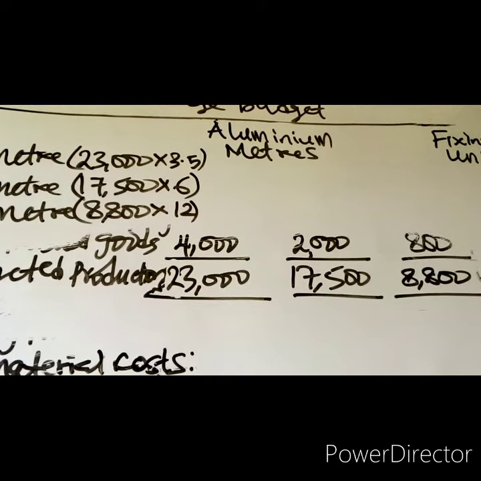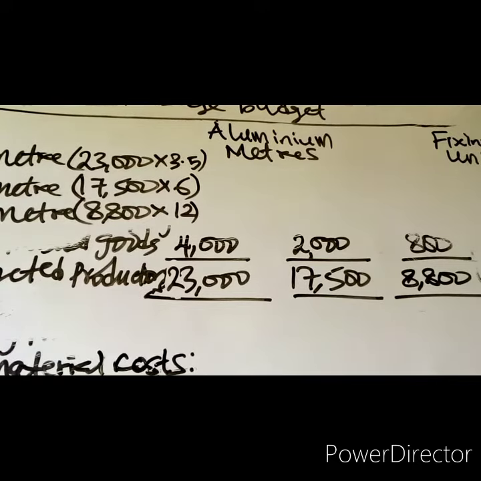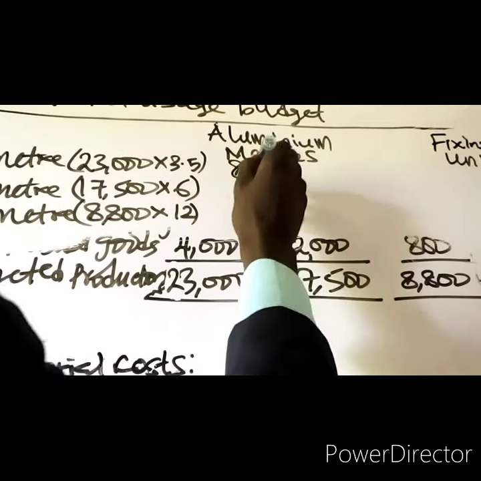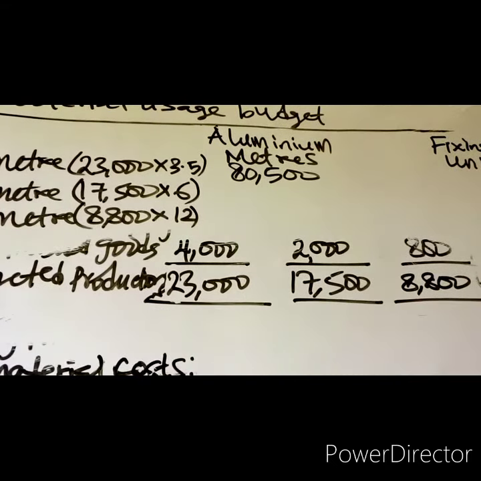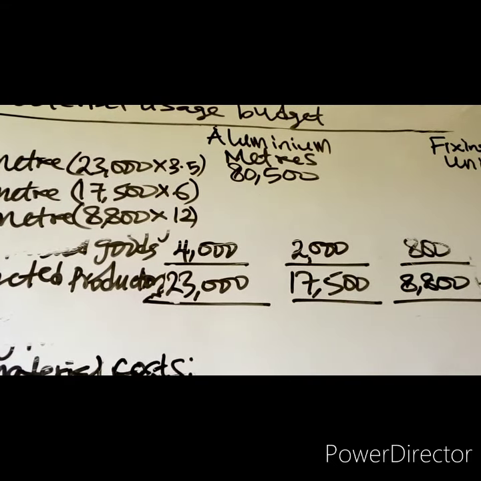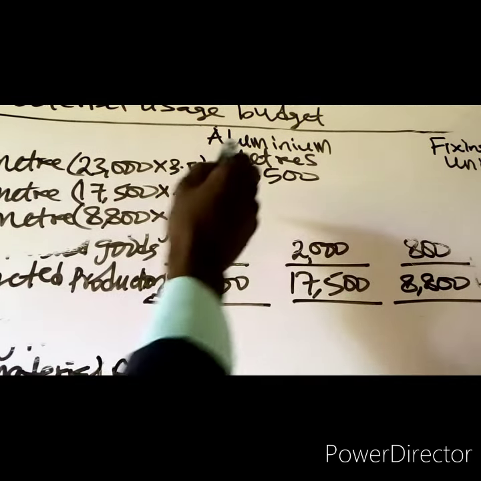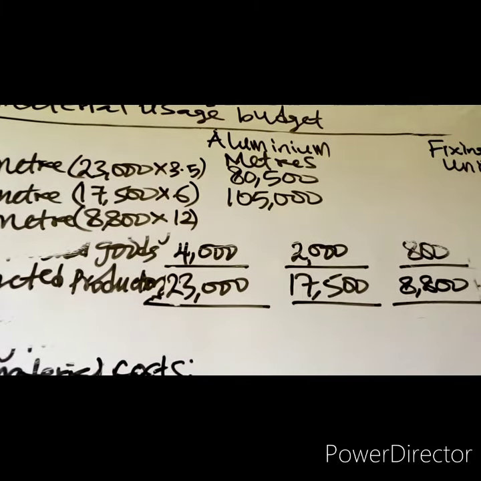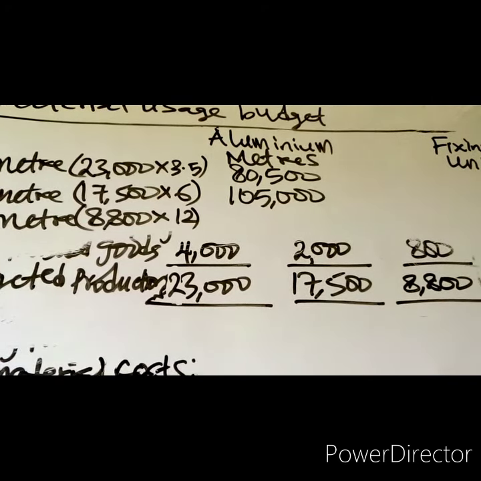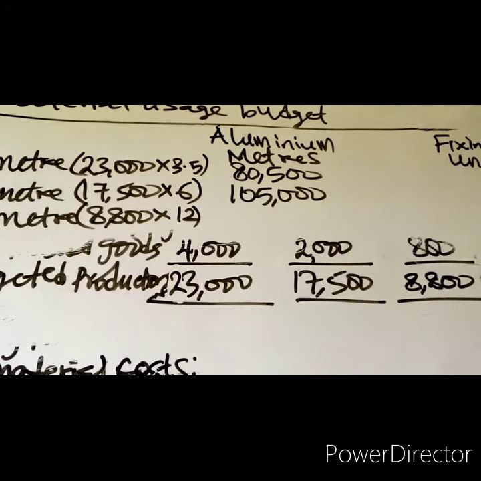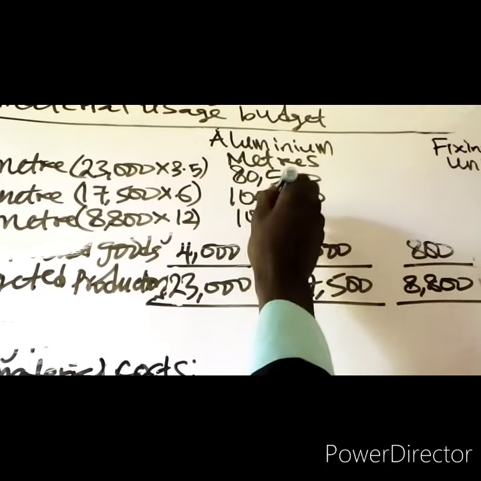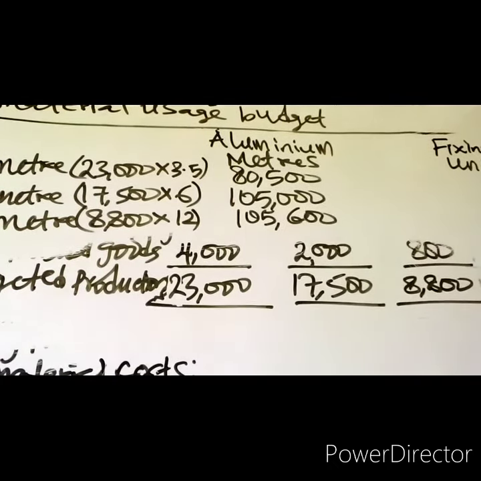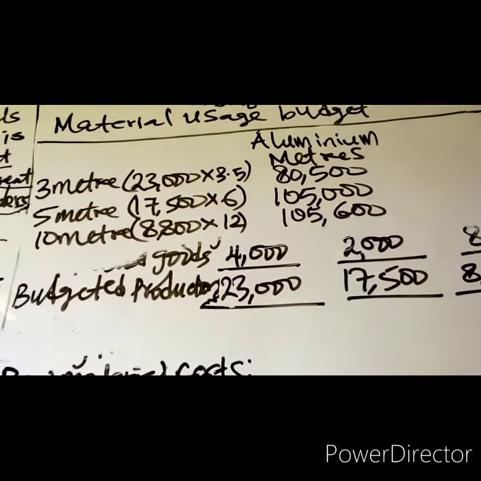23,000 times 3.5 will give us 80,500. For 5 meter, you have 17,500 times 6, and that will give us 105,000. For 10 meters, you have 8,800 times 12, and that will give us 105,600. That is for aluminum.